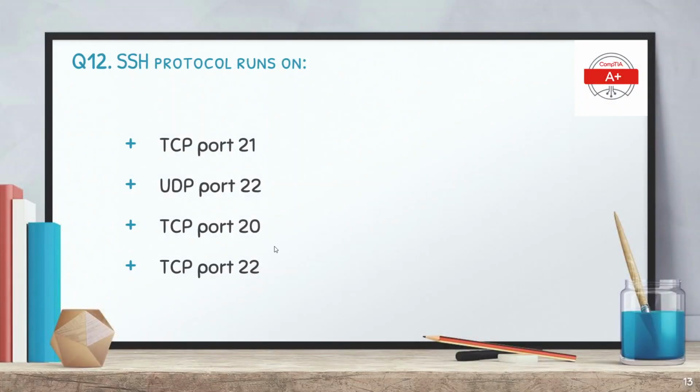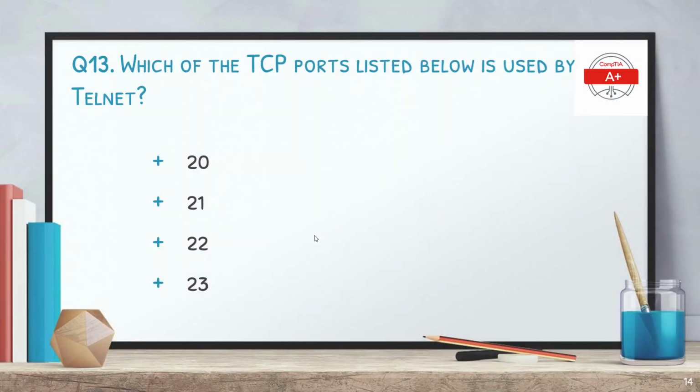Question number 12 is that SSH protocol runs on TCP port 21, UDP port 22, TCP port 20 and TCP port 22, and the correct answer is TCP port 22. Question number 13 is which of the TCP ports listed below is used by Telnet? We have already studied that Telnet is the unsecure version of SSH, we can say that. So the port used by Telnet, the correct answer is 23. 22 is used by SSH while 23 is used by Telnet.